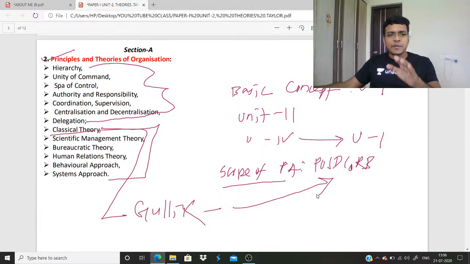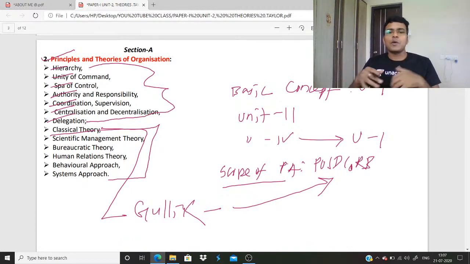Classical, scientific, bureaucratic, human relation, behavioral approach, system approach. After reading this, read hierarchy, unity of command, span of control, authority, responsibility, coordination, centralization, delegation. You will be fine, easy. So this way you start principles and theory of organization.